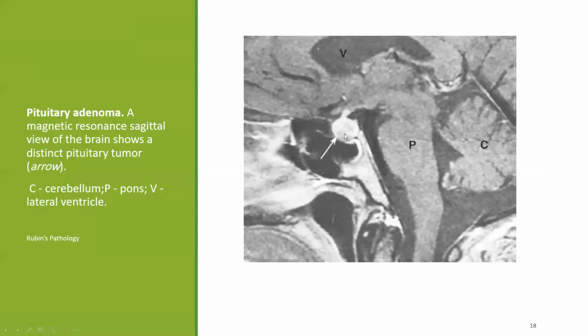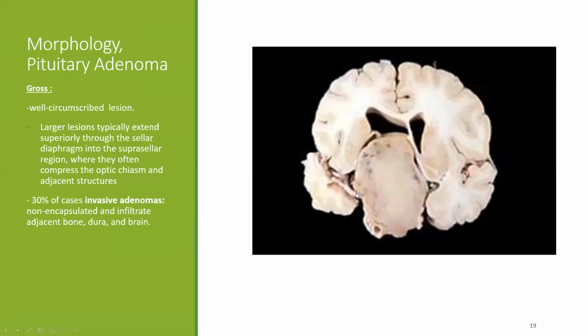You see the pituitary adenoma in the MRI, and here's a huge adenoma. It's well demarcated. Usually adenomas are very well demarcated lesions. Just remember, in case of an invasive adenoma, the borders are actually not clear. So usually it's a well demarcated lesion. The big ones extend superiorly through the diaphragma sellae into the suprasellar region, and here it compresses the optic chiasm.